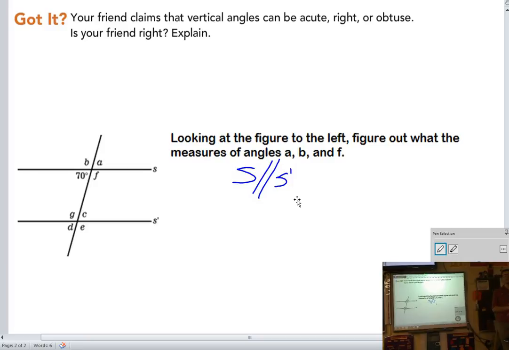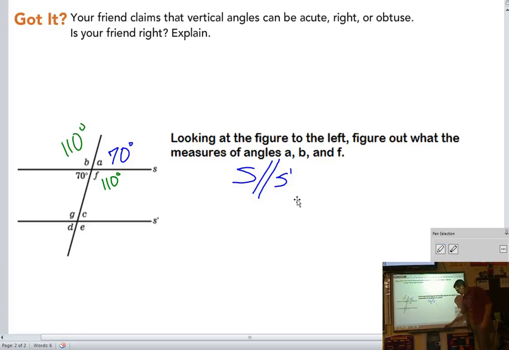Can you see an angle that would be the same as the 70 degrees? Andrew? Angle A, because it's vertical, would be the 70 also. So then knowing that, Julian, can we figure out anything else? Angle F would be 110. And angle B is 110.